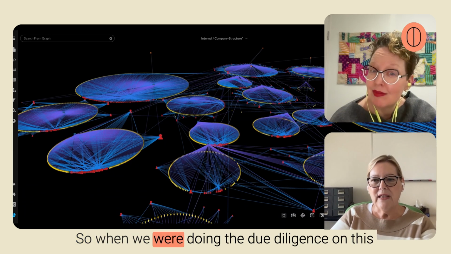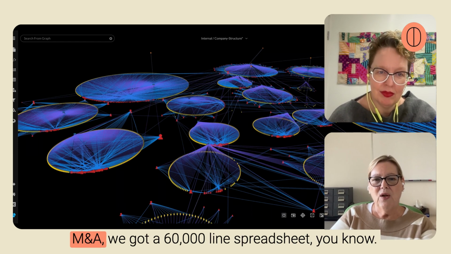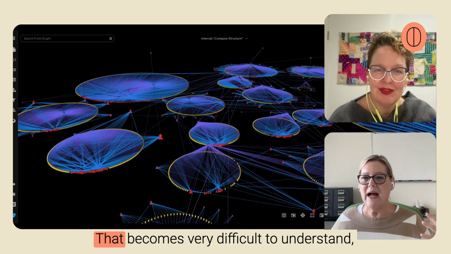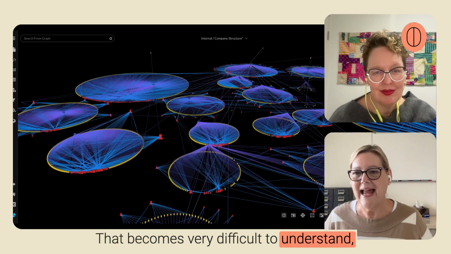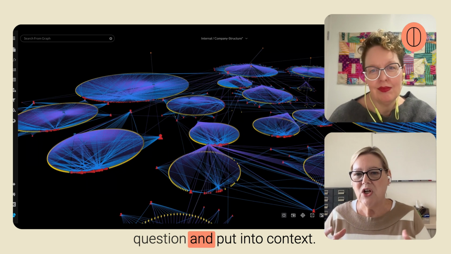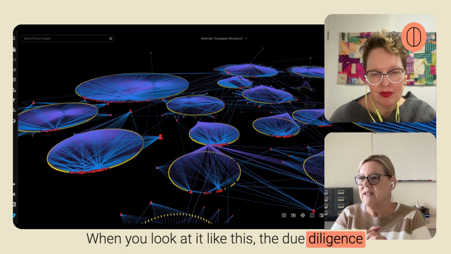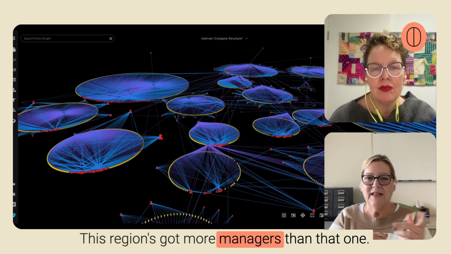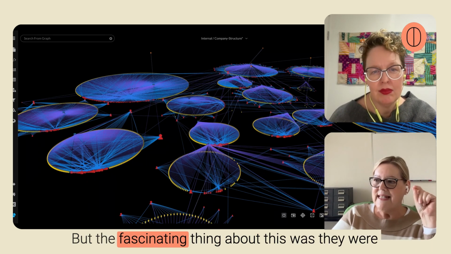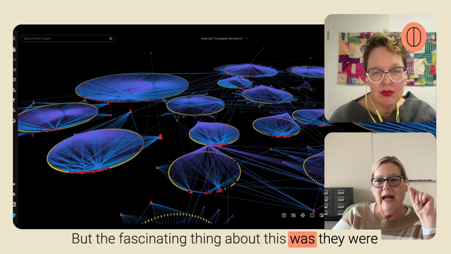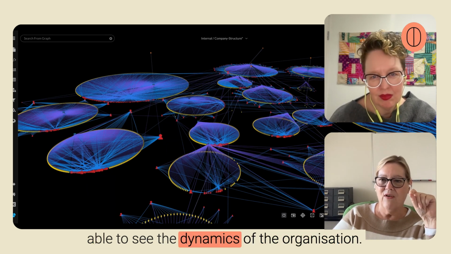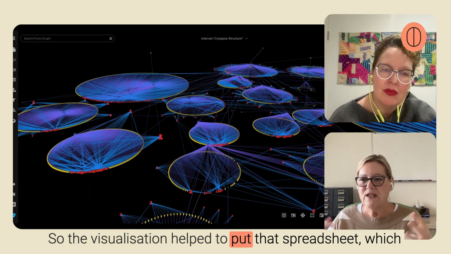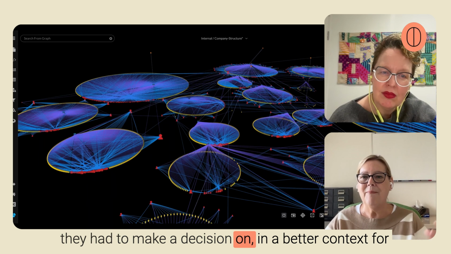So when we were doing the due diligence on this M&A, we got a 60,000 line spreadsheet. That becomes very difficult to understand, question, and put into context. When you look at it like this, the due diligence team said, so that region's bigger than that one. This region's got more managers than that one. Why is that? But the fascinating thing about this was they were able to see the dynamics of the organization.